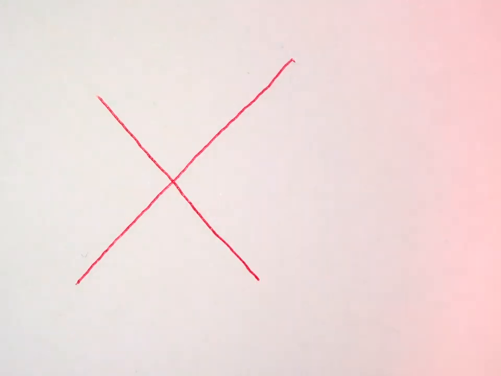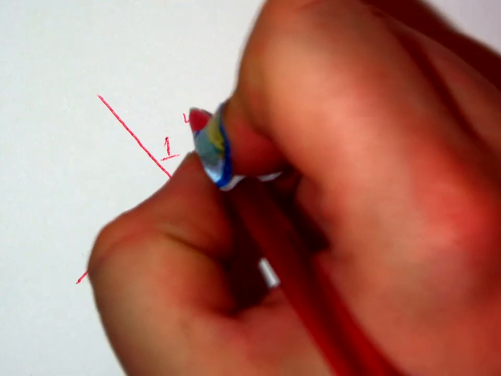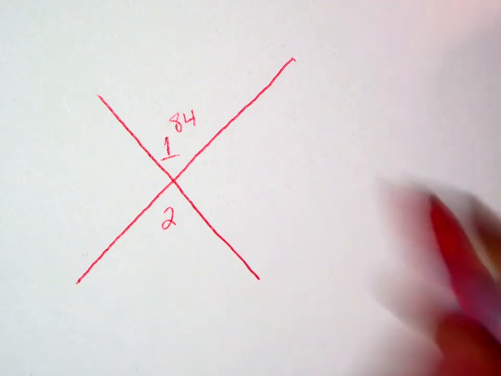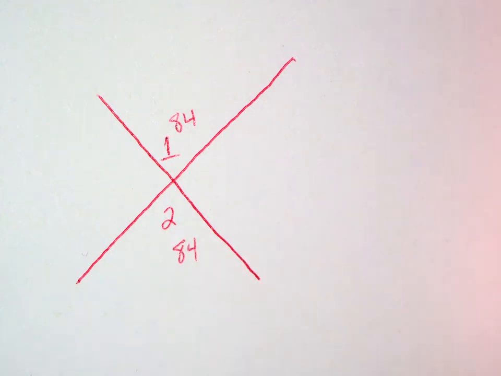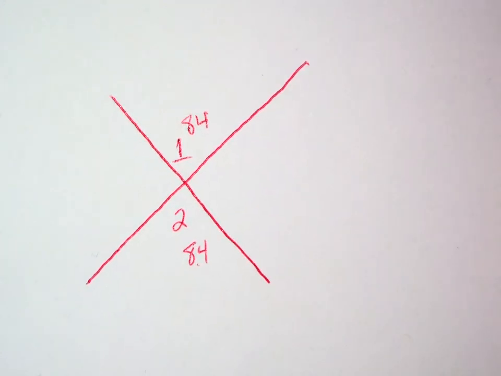Let's do one more review item. I have an angle 1 and an angle 2. We worked with the definition that identified these two angles, angle 1 and angle 2, as vertical angles. And in our definition of vertical angles, we determined that vertical angles are always congruent to one another, which means they have the same angle measure. So if I tell you that the measure of angle 1 is, let's go with 84 degrees, then we know that angle 2 is also 84 degrees because vertical angles are always congruent. Their measures will be congruent.